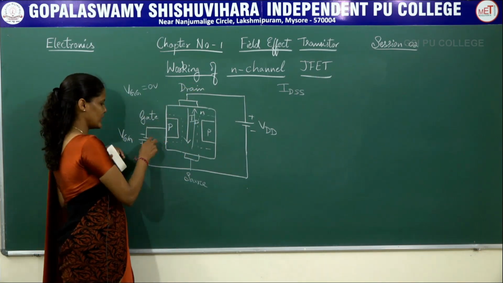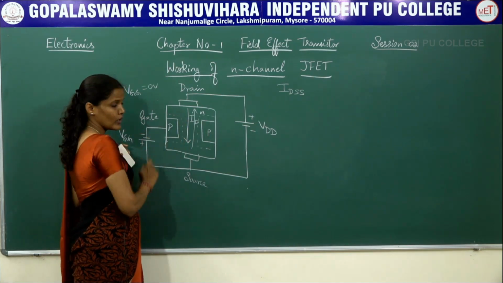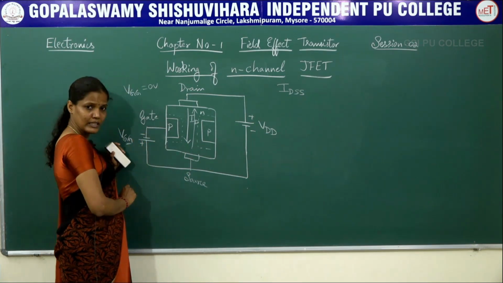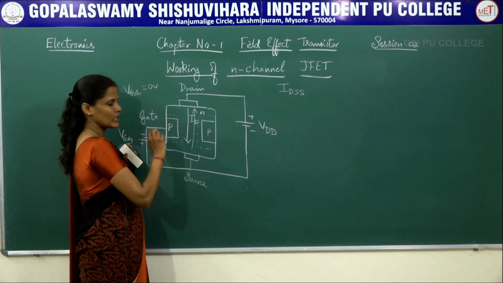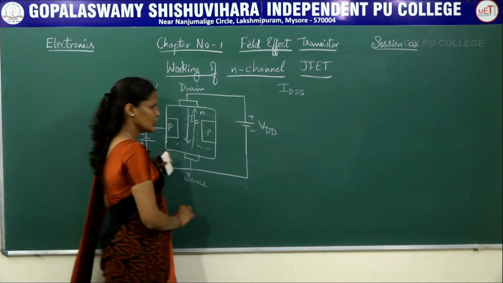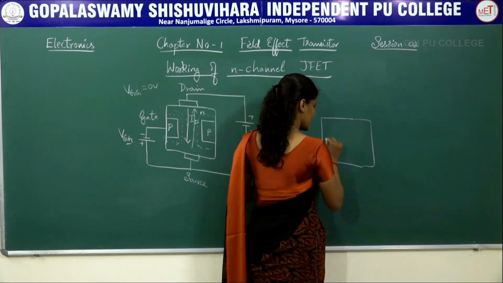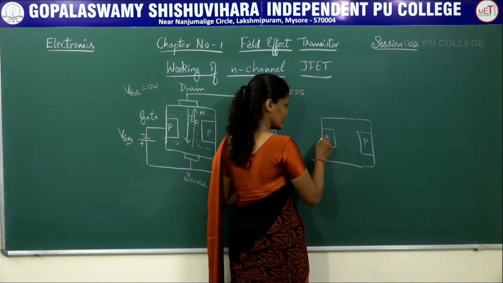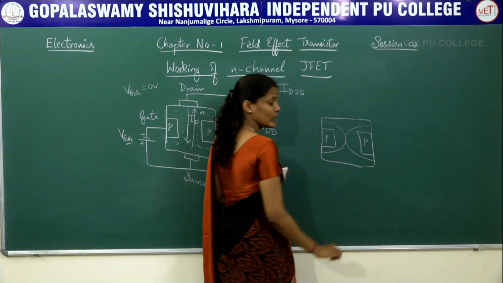Now coming back to this point, as I keep on increasing this reverse biasing voltage, there will be a formation of depletion region, and its width depends on this. As I keep on increasing VGG, the gate to source voltage, the width of the depletion region keeps increasing. So there comes a point when the depletion regions of the two PN junctions will be touching each other. These are the two PN junctions.